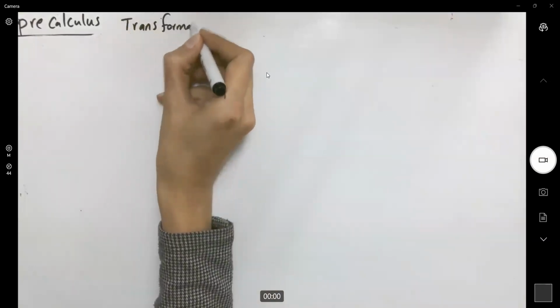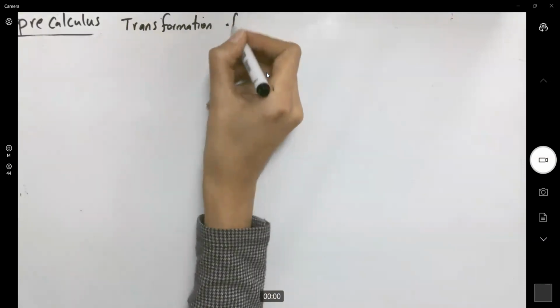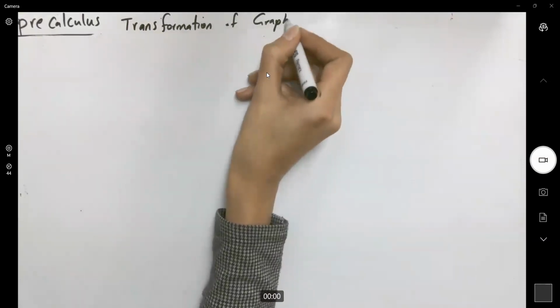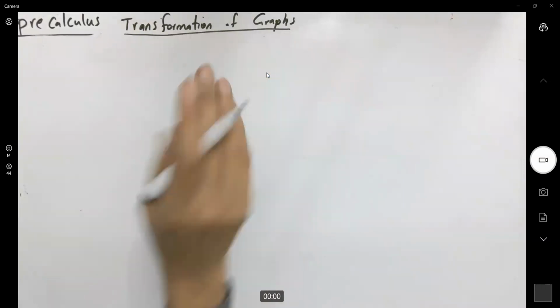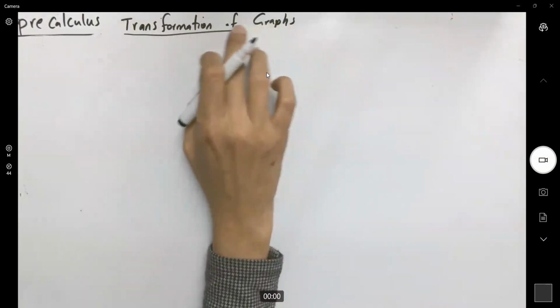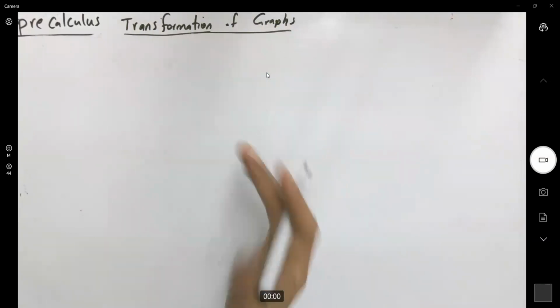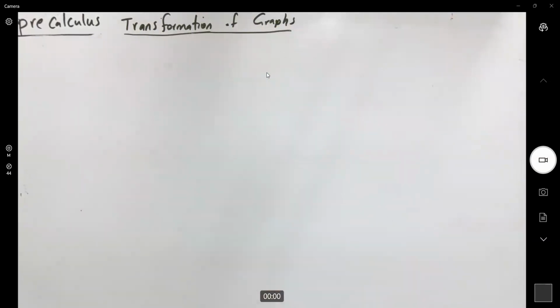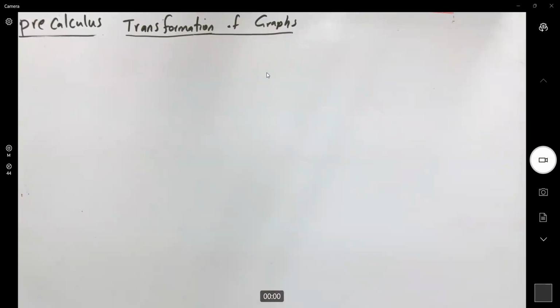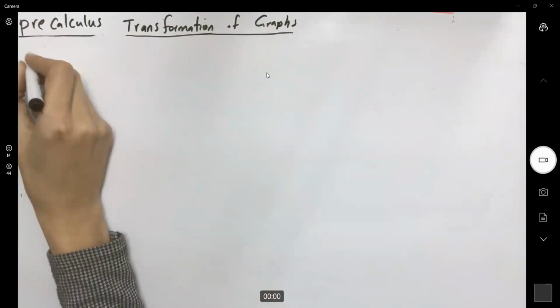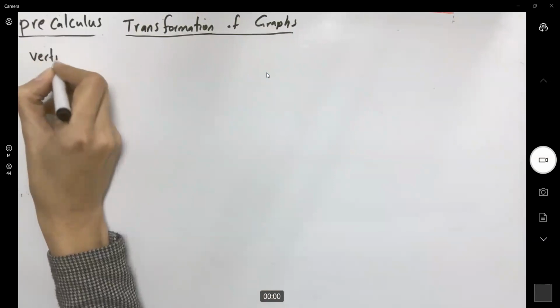Transformation of graphs. So we're learning new terminologies, everyone. We need to learn these terminologies. We need to memorize them. When you're explaining math, precalculus, we need to be able to identify the correct terminology. Vertical shift.